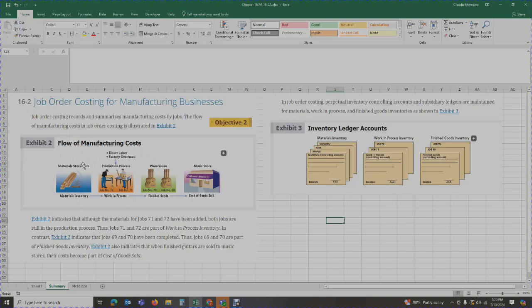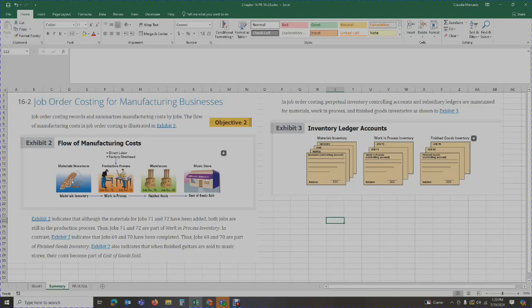Like in this particular example, it shows the flow of the manufacturing cost process. We begin with materials inventory. We have raw materials that we're going to make into our product, our finished good. In this case, we are making guitars. So we start with wood and nails and all of this good stuff. That is our materials, that is our starting point. Then we transfer those materials over to working process. In working process, a human or a machine, depending on who's manufacturing the product, is making this product into what it should be. In this case, guitars. So we are assembling guitars.